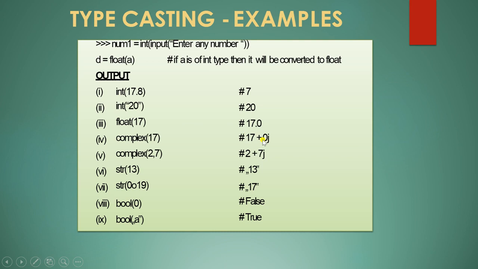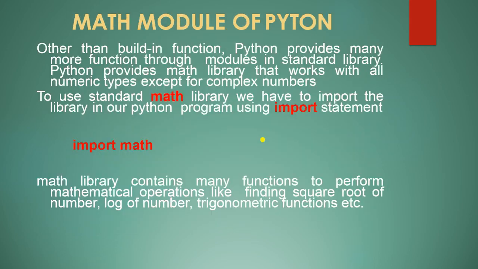Complex 17, so 17 plus 0j. Complex 27, so it will convert this into complex form. Okay, so these are the examples of typecasting. You have just gone through this and run each and every command in Python ideally.